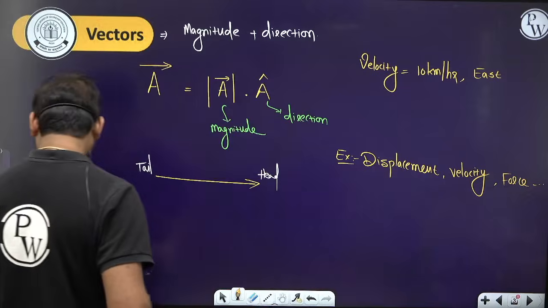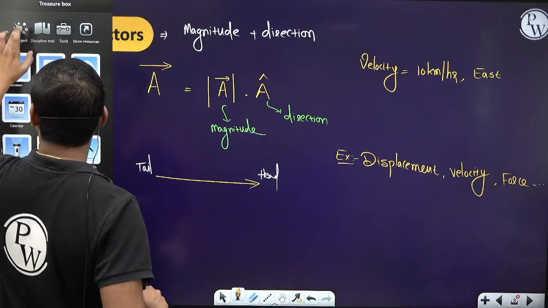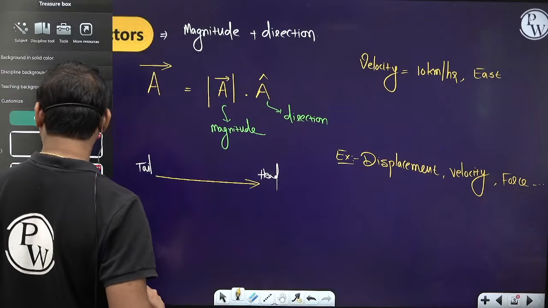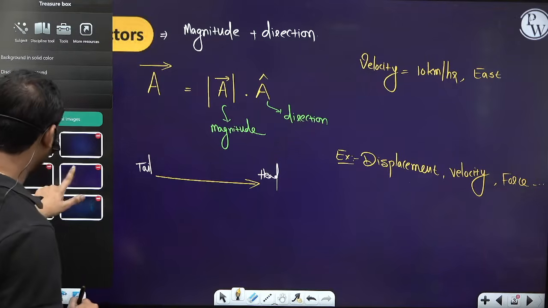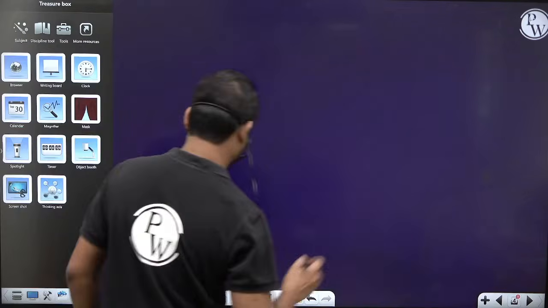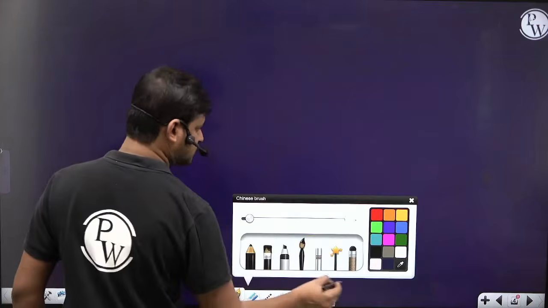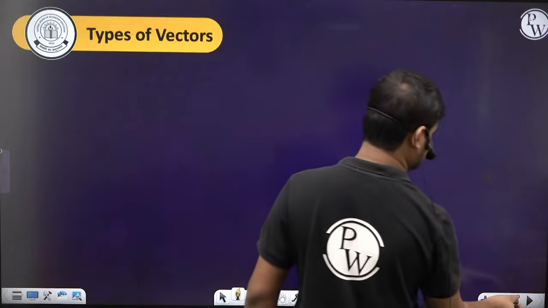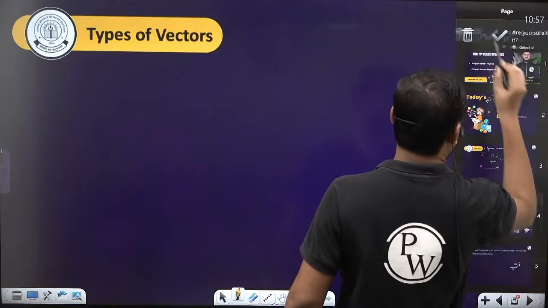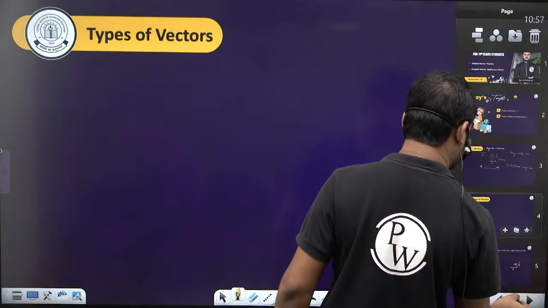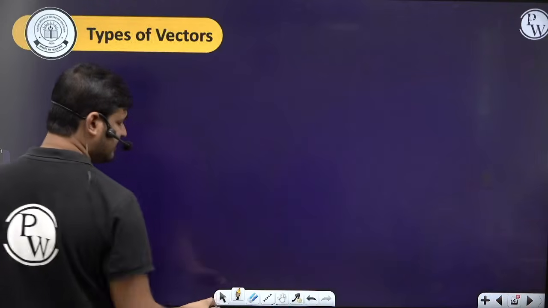Now, what are the different types of vectors? The next thing is, what are the different types of vectors? Chalo, let's go for the slide for that. Just go for the types of vectors. There are different types of vectors.